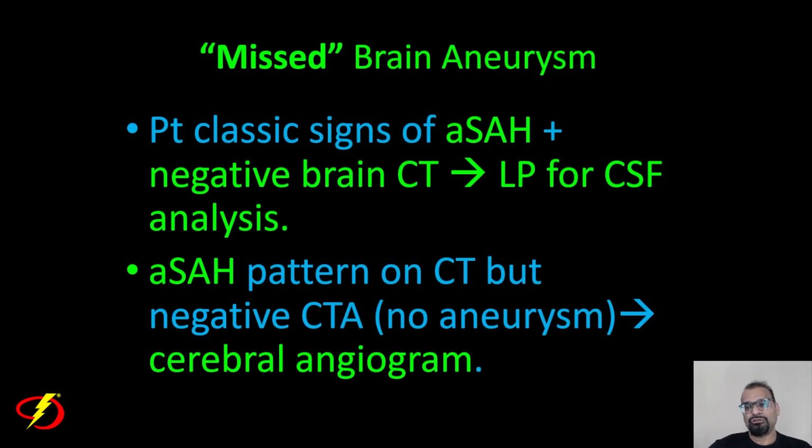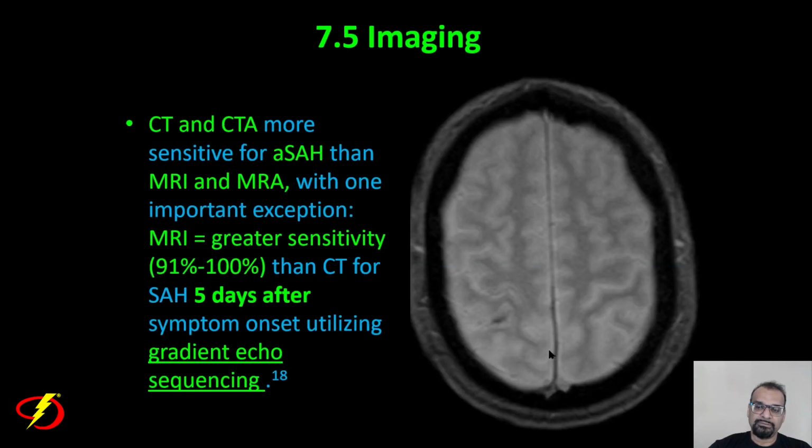So there were two concerns for missed brain aneurysms we discussed earlier, but I just want to discuss them again really quick. So if a patient comes to the ED with the classic signs of an aneurysmal subarachnoid hemorrhage, i.e. the worst headache of their life, and their brain CT is negative, you should still do a lumbar puncture for CSF analysis to make sure you're not missing a ruptured brain aneurysm. If you get a CT scan on a patient and there's an aneurysmal subarachnoid bleed pattern, remember that central distribution pattern we talked about earlier on CT, but the CTA is negative, i.e. it shows no aneurysm, you want to get a cerebral angiogram and look for those smaller aneurysms.